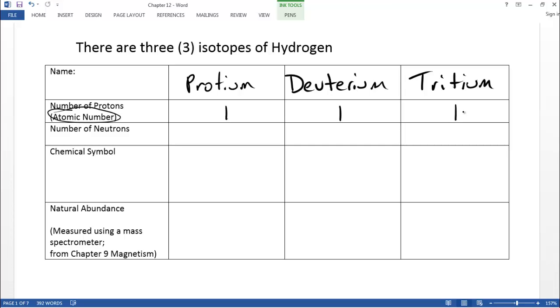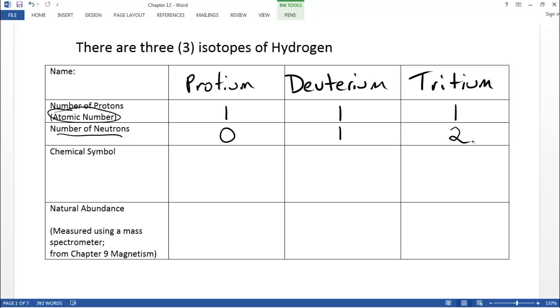How are they different? Well, that's in the number of neutrons. Turns out protium doesn't have any neutrons. You look in the nucleus, you only see one proton. There's a heavier form of hydrogen, however, that does have a neutron. You look in its nucleus, there's a proton with a neutron. That's called deuterium. And then there's a third form where there's two neutrons in there. That's tritium. And it turns out that two neutrons and one proton don't get along so well in the nucleus.